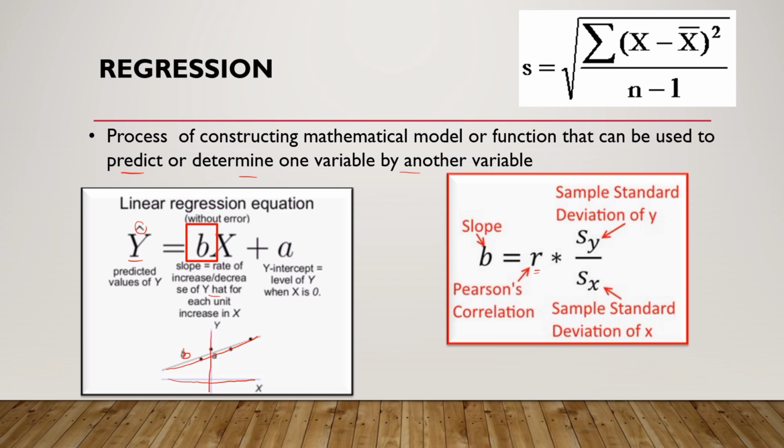Then another variable that we will consider in the linear regression equation is the a. So a is the y-intercept, or the level of y when x is equal to 0. How to find a? We have a formula: a is equal to y bar minus b multiplied by x bar. y bar is the mean or average of all the values in y, and x bar is the average or mean of all values in x. We have to remember this formula because this linear regression equation is very important.